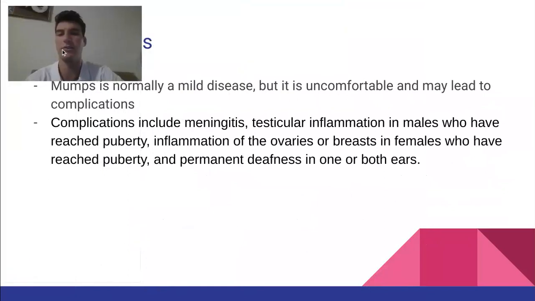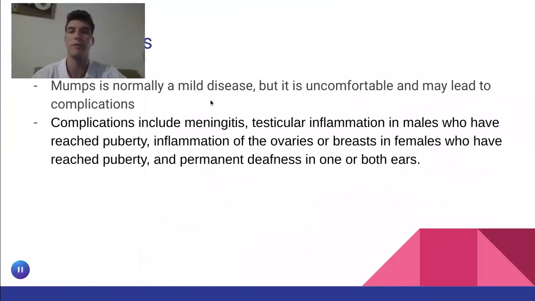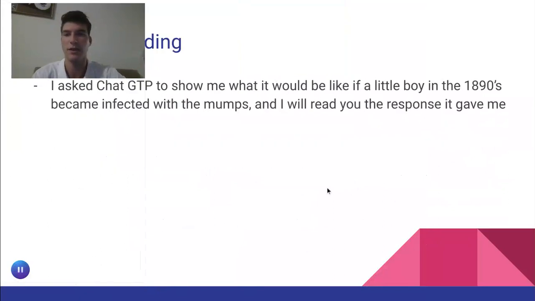And then the complications. Like I said, mumps is normally a mild disease, but it is very uncomfortable and can sometimes lead to more severe complications. These complications could include meningitis, testicular inflammation in males who have reached puberty, inflammation of the ovaries or breasts in females who have reached puberty, and permanent deafness in one or both ears. So, in very rare cases, those severe complications could occur as a result of becoming infected with mumps.